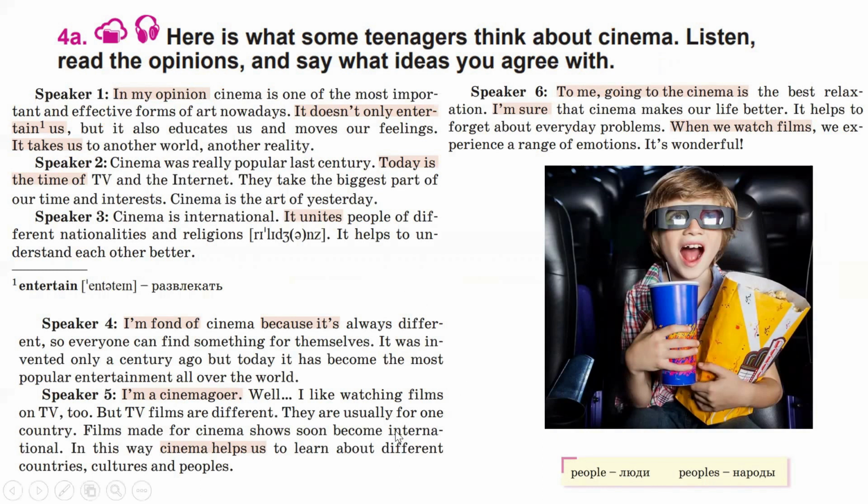Pay attention to the word people. People means люди. Peoples stands for народы.